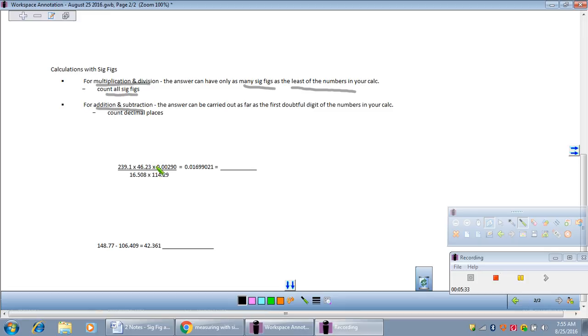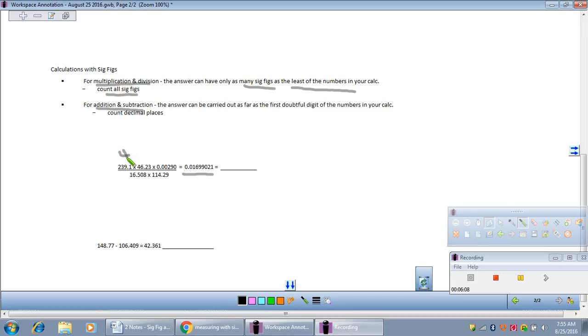So here we have multiplication and division. We have a lot of numbers here, and they have different amounts of significant figures. I've already calculated the answer. This answer here is not given in significant figures, so I need to change this answer so that it actually reflects precise and accurate data.